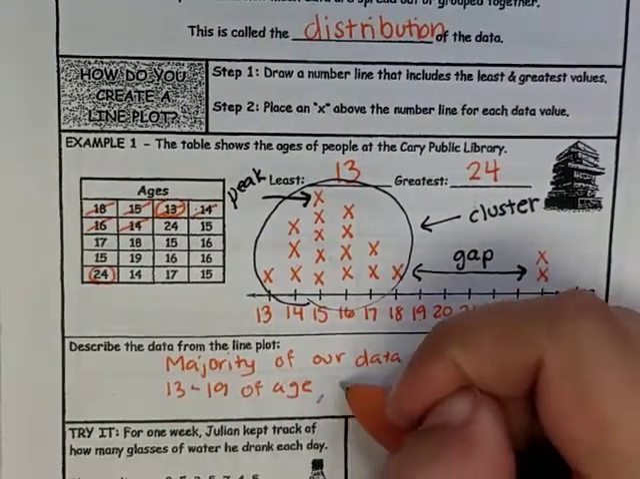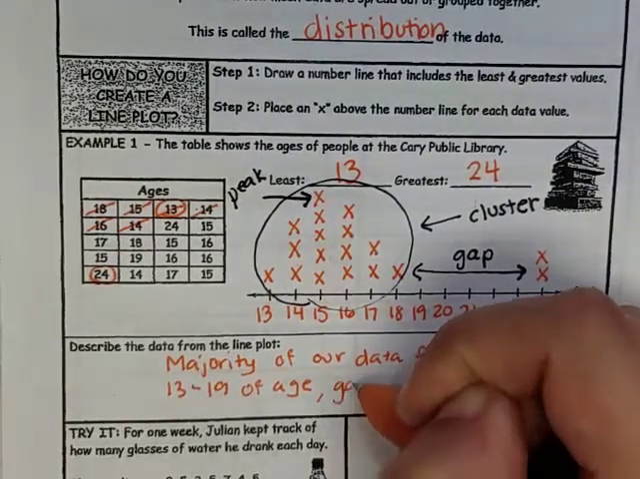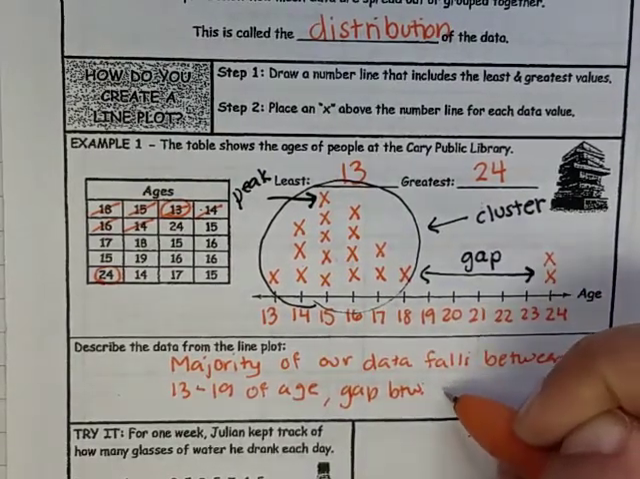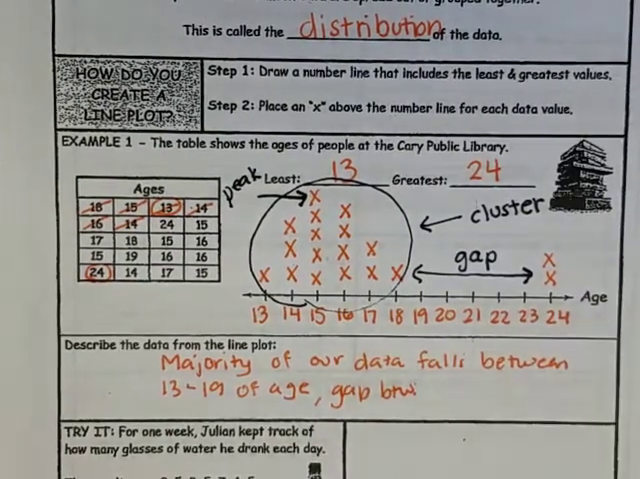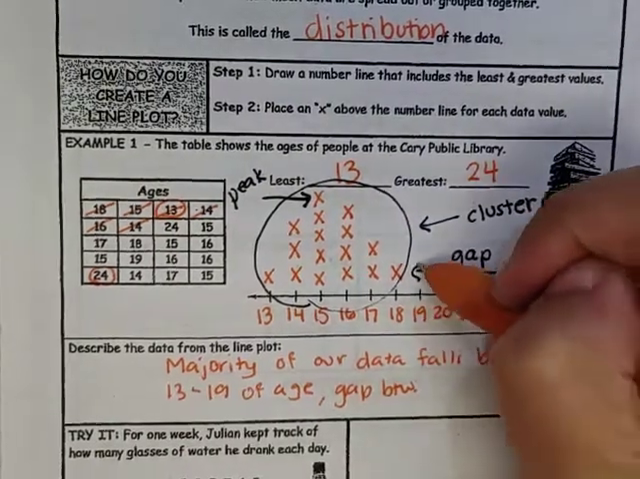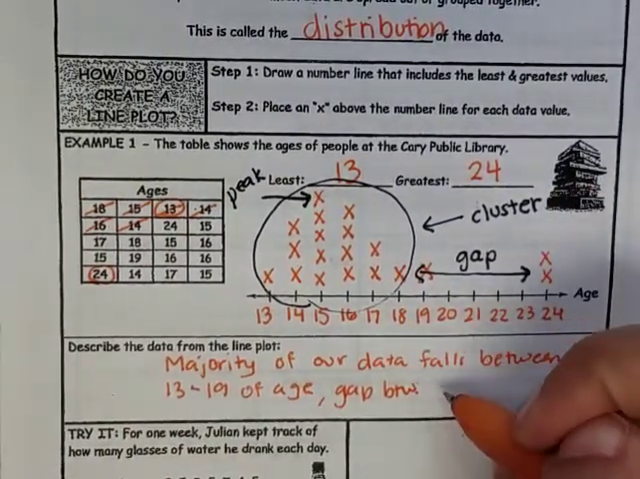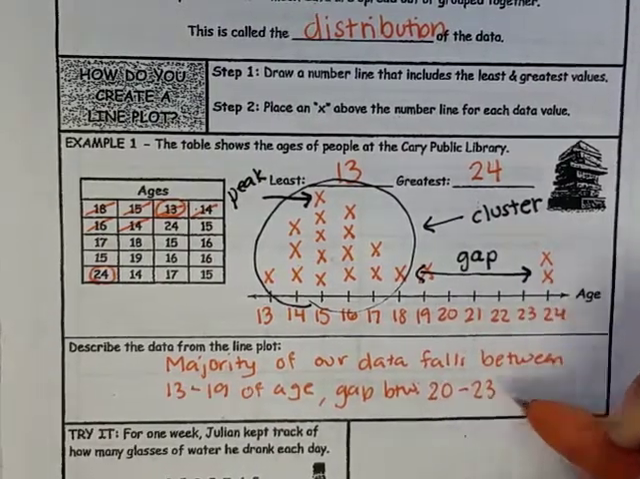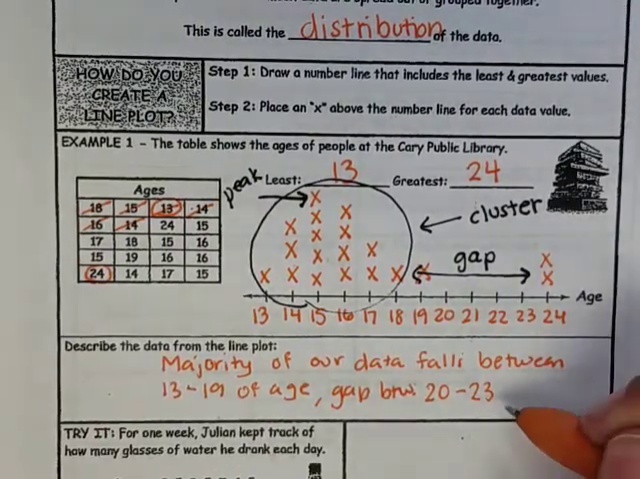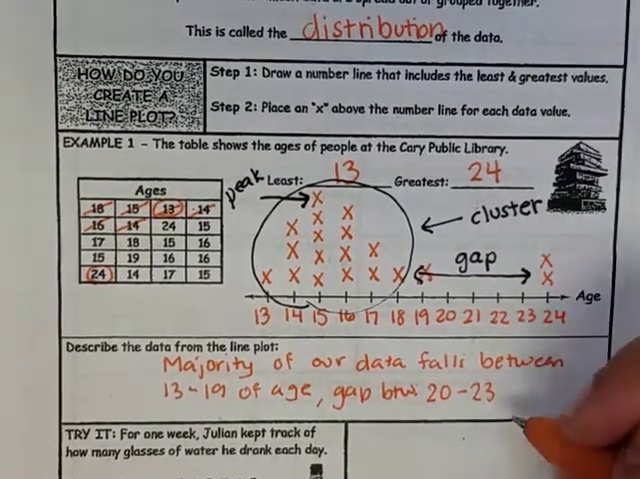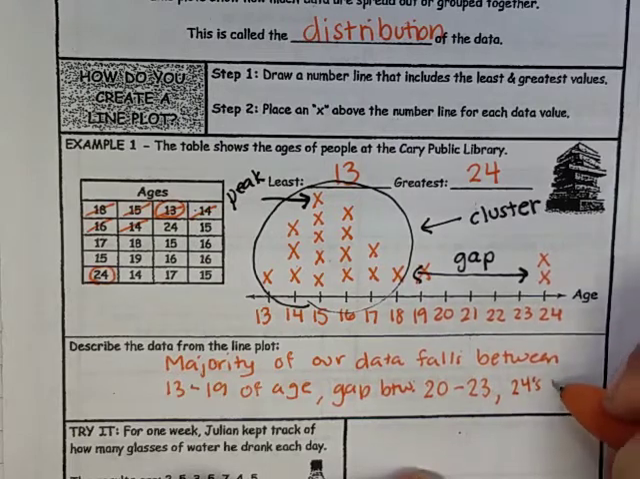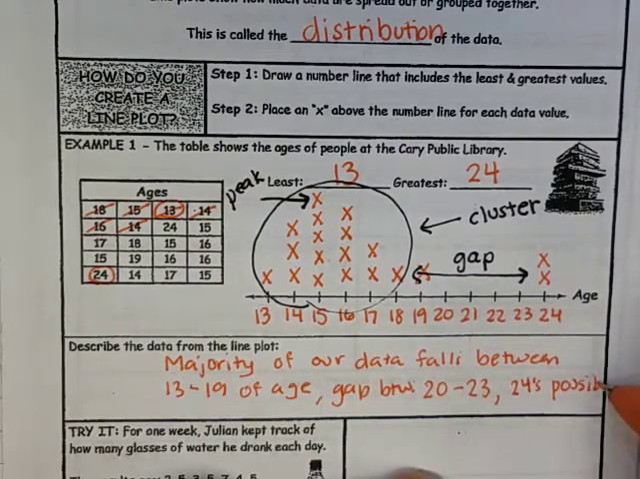You can say that there's a gap between, oh, did I not put one for 19? Sorry. A gap between 20 to 23. We could also potentially call maybe the 24s outliers. So those are possible outliers.